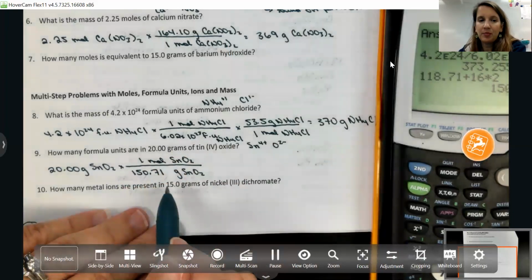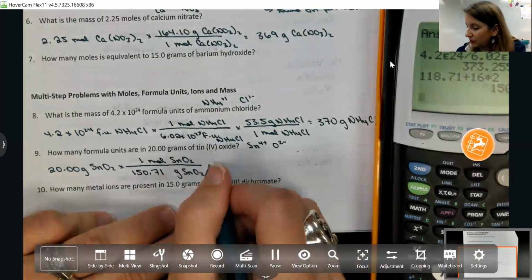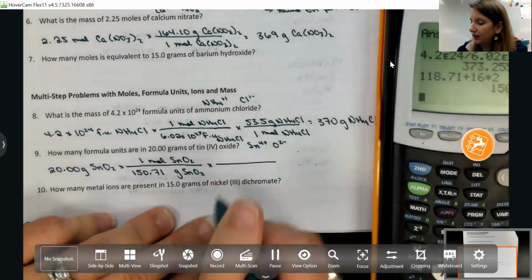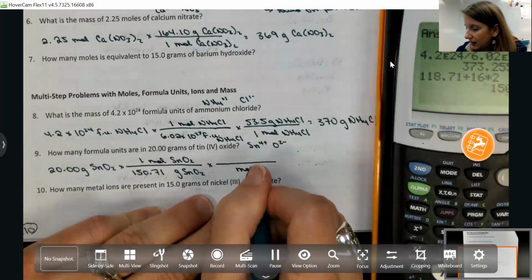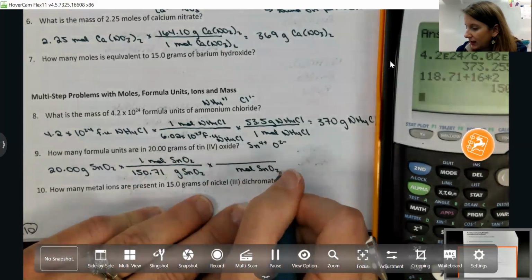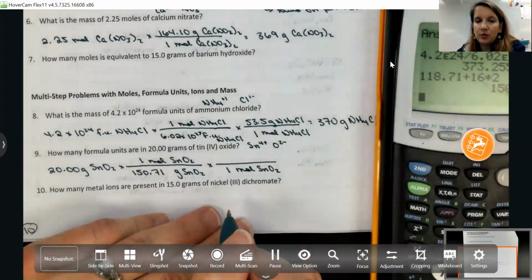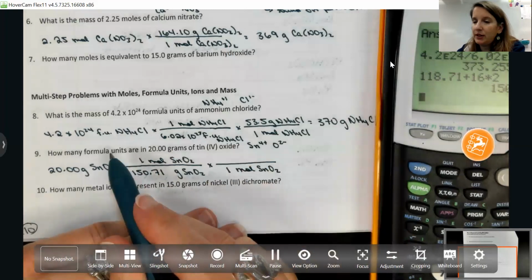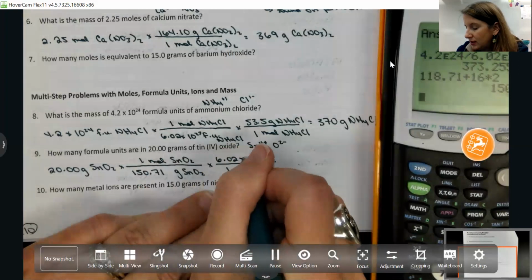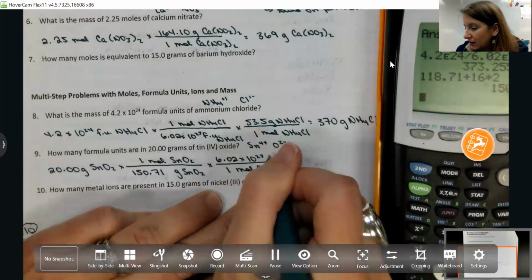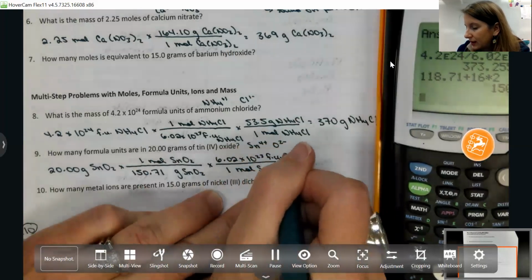But we're not done setting up our problem because we're looking for formula units, so we need to keep going. Since we have moles up here, we need to put moles down here in order to cancel it out. And 1 always goes with moles. I'm looking for formula units, so now I know I can use my other conversion factor of 6.02 times 10 to the 23 formula units of tin oxide.